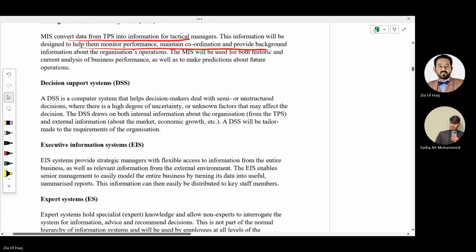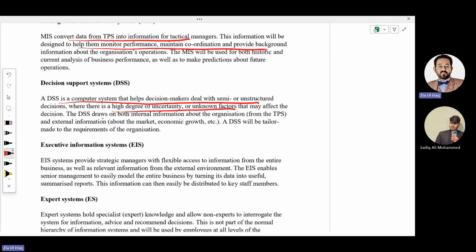DSS, decision support system, is a computer system that helps decision makers with semi-structured or unstructured decisions, meaning not long-term but short-term decisions, where there is a high degree of uncertainty about known facts that may affect the decision. Short-term decision means preparing budgets, and budgets are always uncertain. They might not be achieved as they are because these are future guesses.